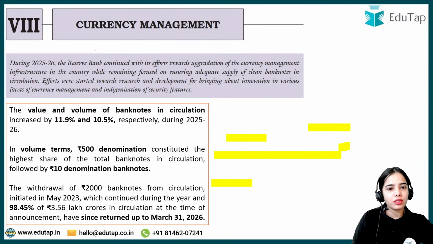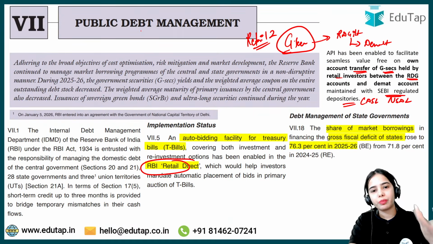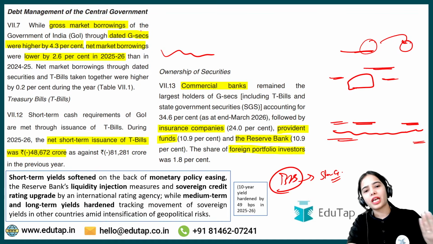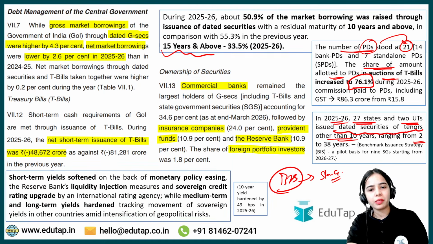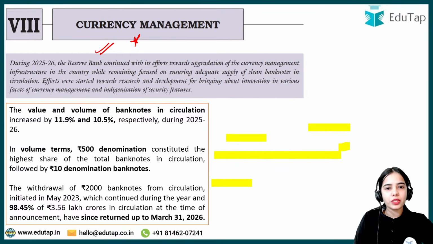Now, currency management. Coming to the next chapter, that is currency management. We have discussed public debt management. It is a very lengthy chapter, but I have provided you the most important points that you can keep in mind. In that also, I have told you that ownership of securities is very, very important. Okay. Now coming to the next one, currency management.